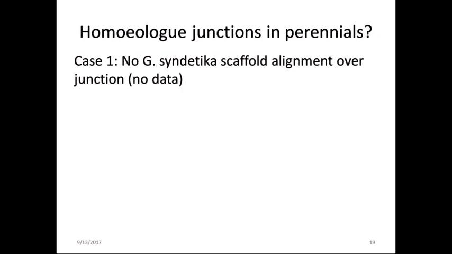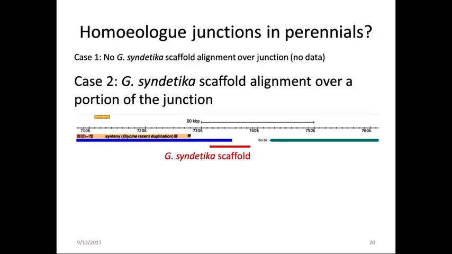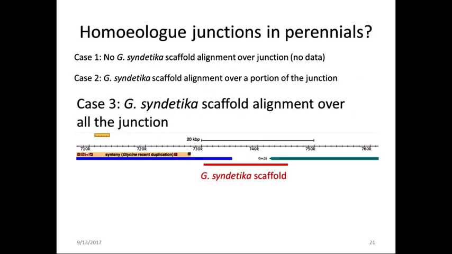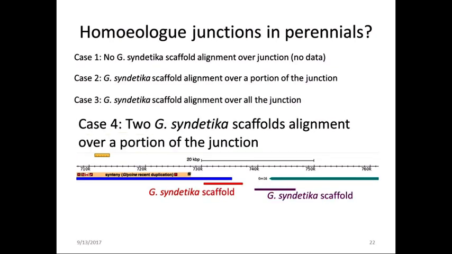Of course, first, nothing aligned to this breakpoint. It's a draft genome. Let's see what we can find. Case 2, where a portion of the scaffold aligned to a portion of the junction. So it did map to a portion of this synteny, but then stopped in the middle of the breakpoint. We can't really tell anything from this data. Case 3, we have something that goes over the entire junction, or case 4, something where there are actually 2 scaffolds.